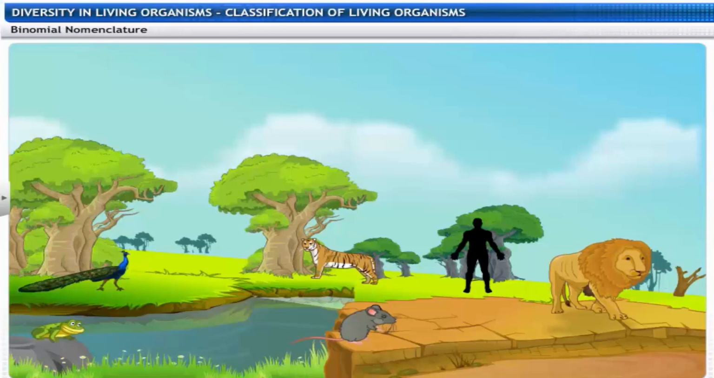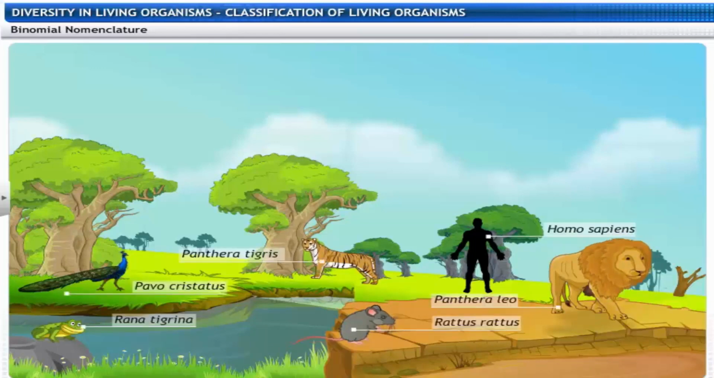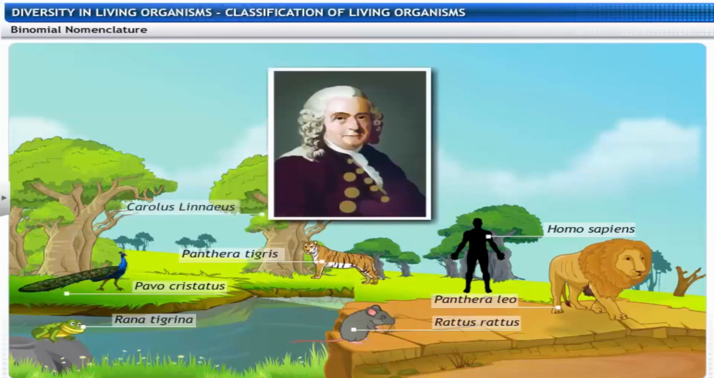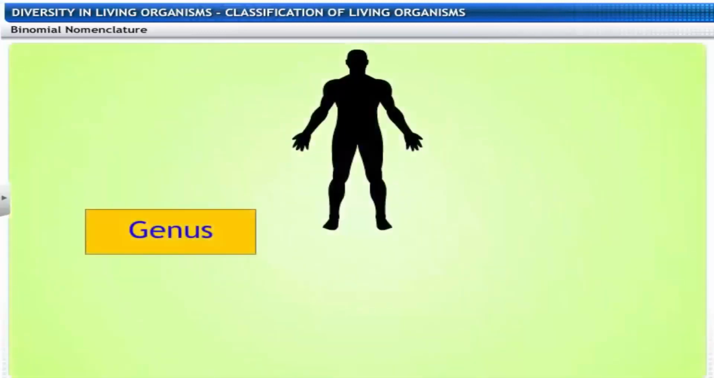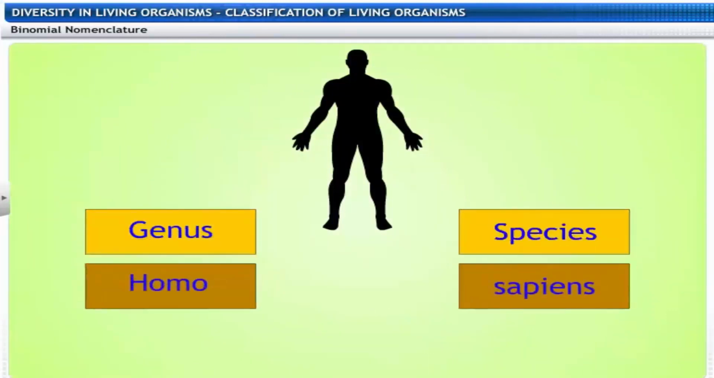Another important landmark in the history of classification of living organisms was the development of the system of scientific naming or nomenclature introduced by Carolus Linnaeus. When we name an organism, we write the name of the genus first and the species later. Both of these are Latin words. This method of naming an organism is called binomial nomenclature.